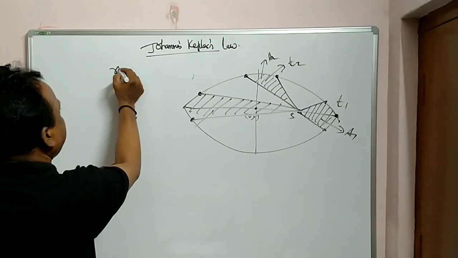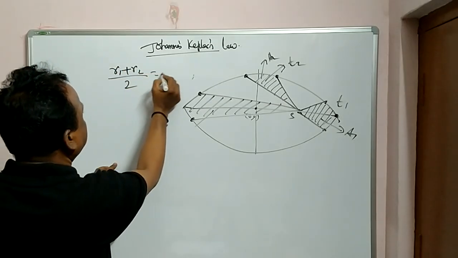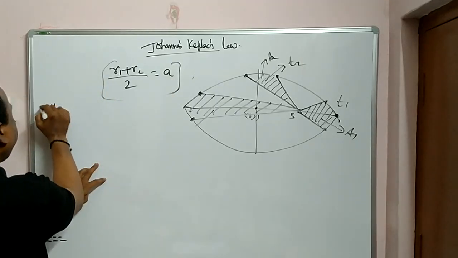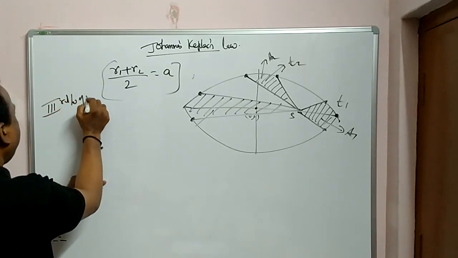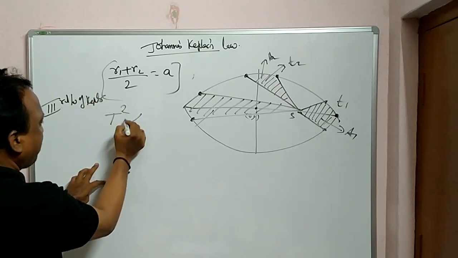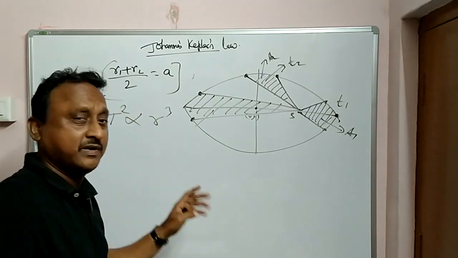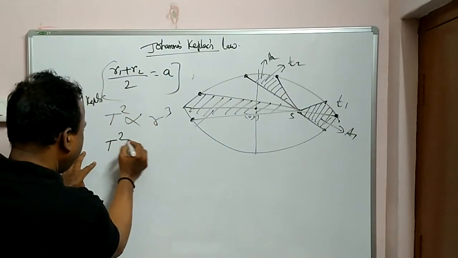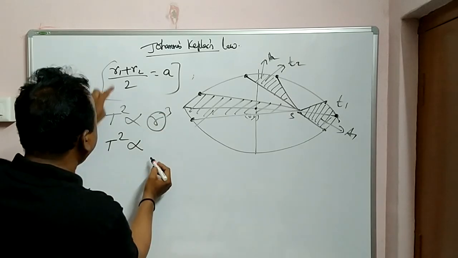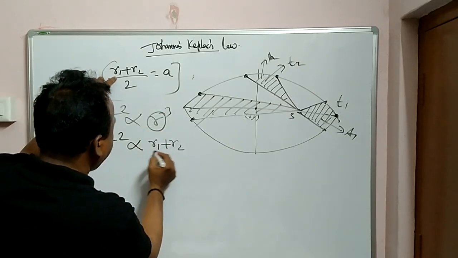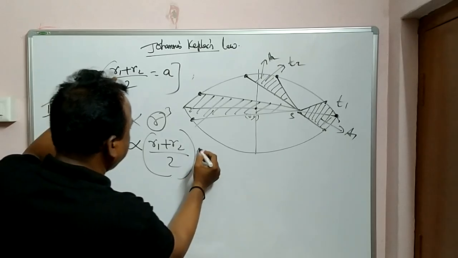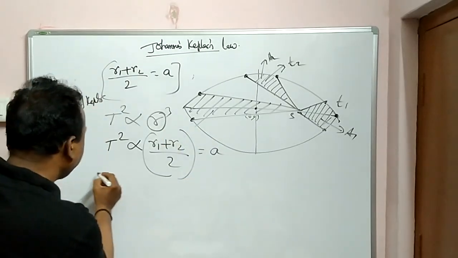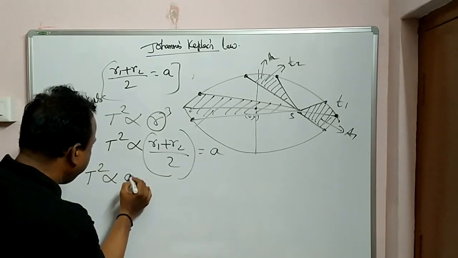r1 plus r2 by 2 is equal to a, remember, the average distance. So in the third law of Kepler, T square is proportional to R cube, as you will find in textbooks. Actually this is not R. Instead of R, what you have to write is r1 plus r2 by 2, which is equal to a, the average distance between the sun and the planet. That is why T square is proportional to a cube.